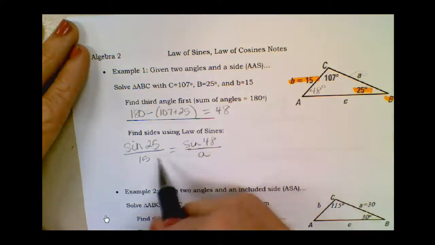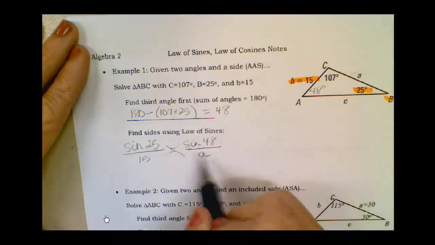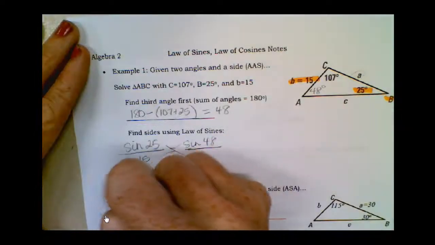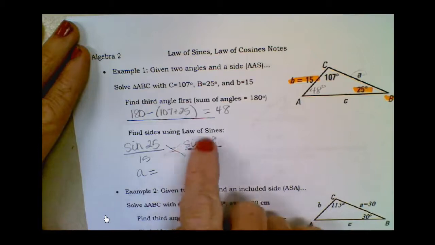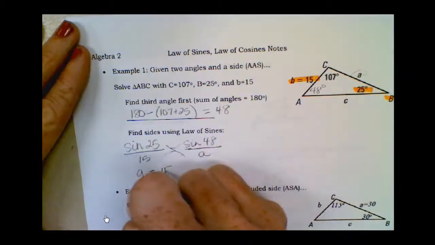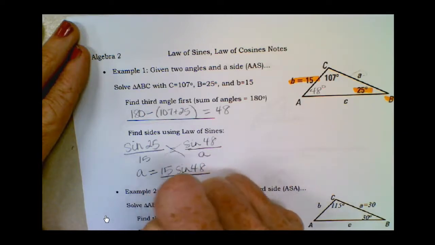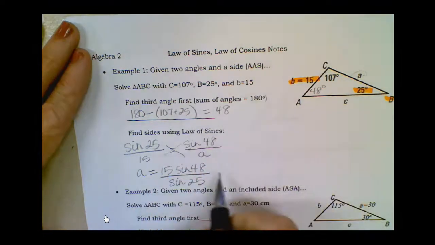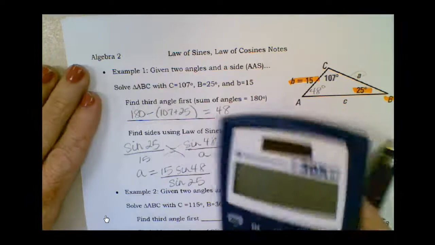Okay, so when I rewrite that, of course, I can solve any ratio by cross multiplying. So how I set that up is I have a equals the two that are above it and next to it, 15 times sine of 48 divided by sine of 25. Then my calculation after that point is really easy. So you need to be careful on your calculator. Parentheses play a big role here when you're calculating these.